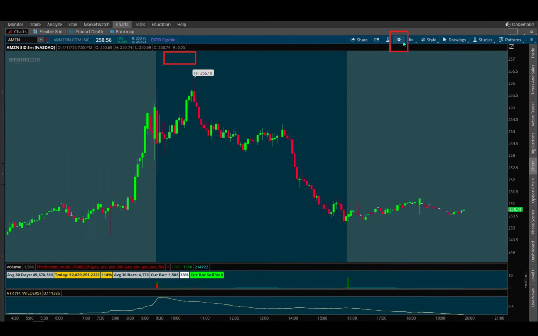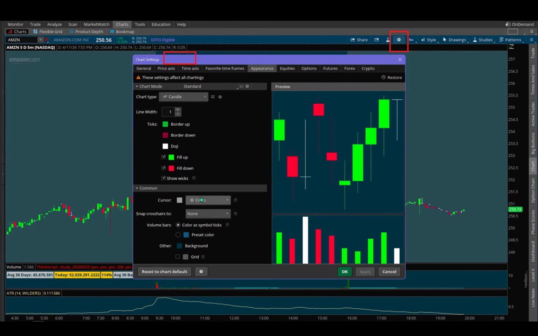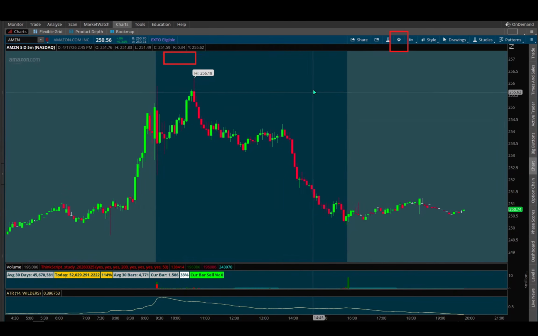Okay, for the sake of this video, I'm not going to change it. And then you also have your cursor here, which you could have a different sort of line. You could have a different color cursor. So when you're actually looking, you could see how I have crosshairs going left and right, and mine is gray. You could edit that as well.